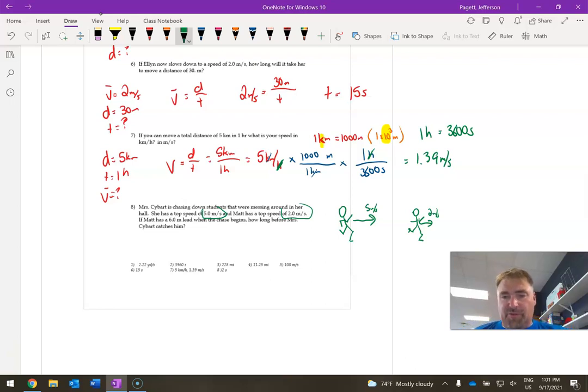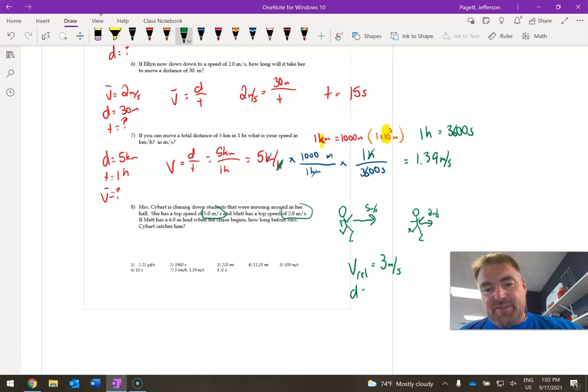The other way to think about this too is after 1 second, Seibert will have traveled 5 meters. Matt will have only traveled 2 meters. So Seibert is gaining on Matt 3 meters in that time period. She's going to gain 3 meters every second. And so the relative velocity, I'll just put this as V_rel, for relative velocity, is going to be 3 meters per second. That's the relative speed between the two.